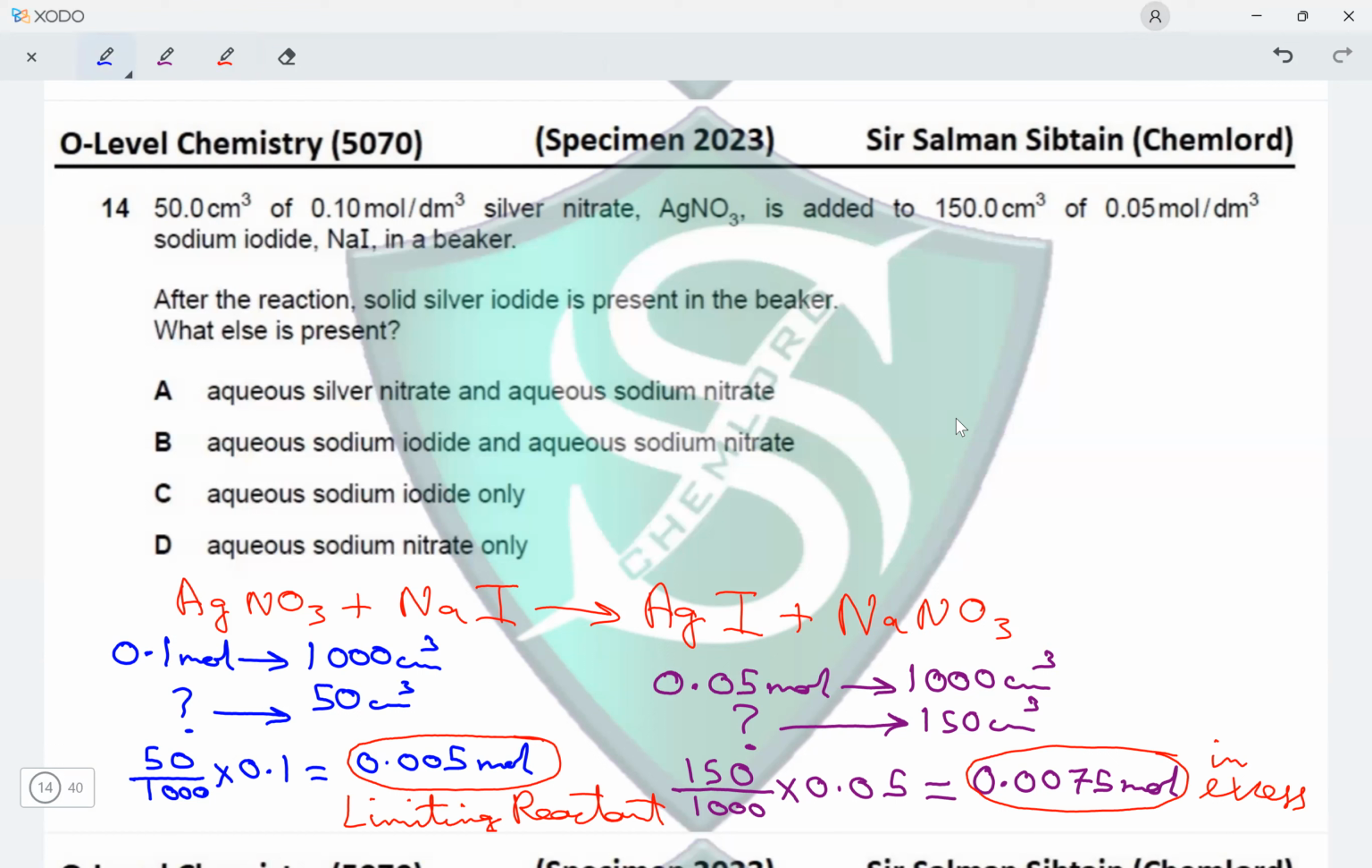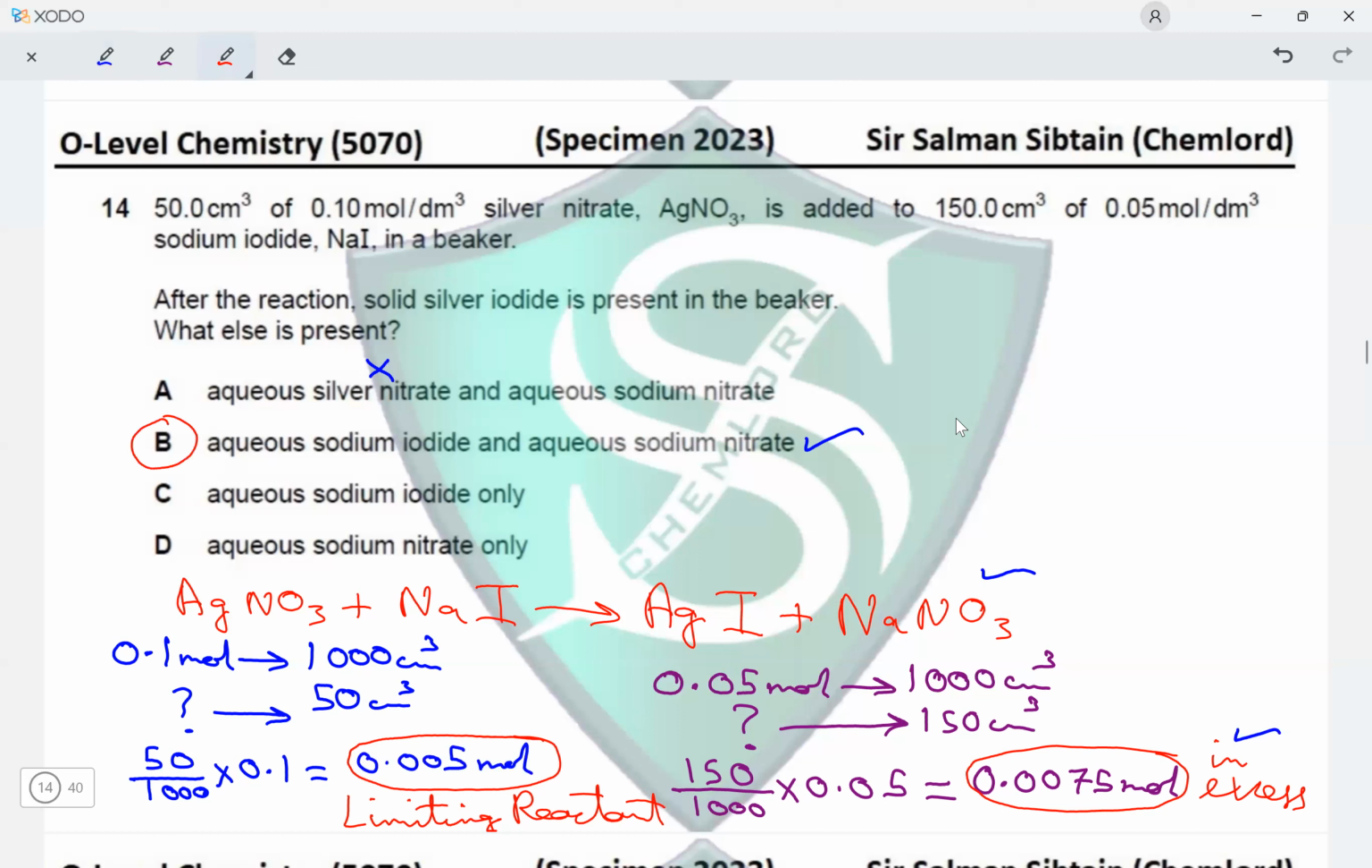Option A, aqueous silver nitrate and aqueous sodium nitrate. Silver nitrate is the limiting reactant. It is used up. So silver nitrate is not present at the end. So option A is incorrect. Option B, aqueous sodium iodide, which is in excess, yes. And aqueous sodium nitrate. Sodium nitrate is present in solution, right, in the beaker. Yes, these are the correct ones. So option B is the correct option for this question.